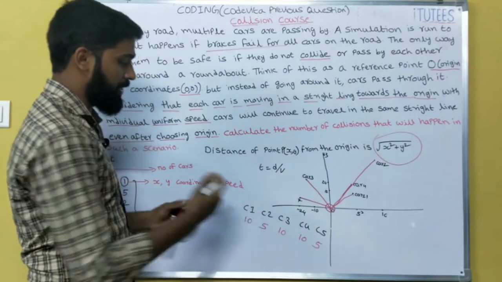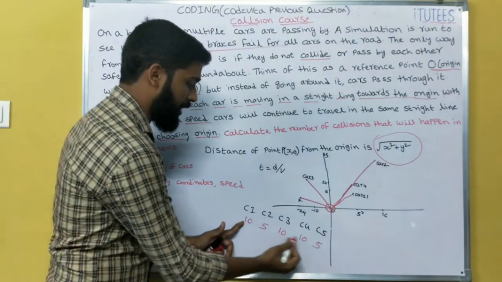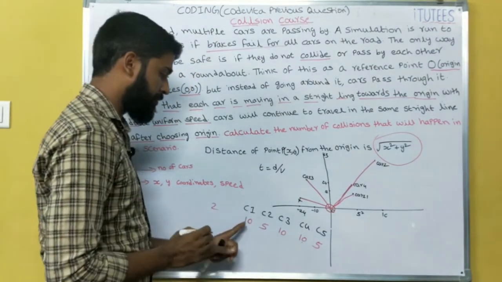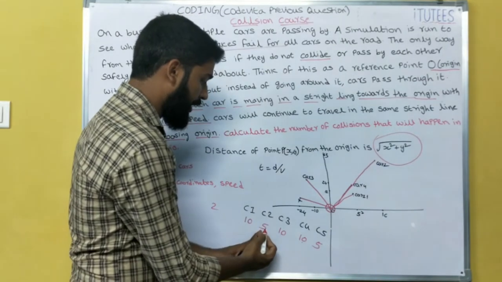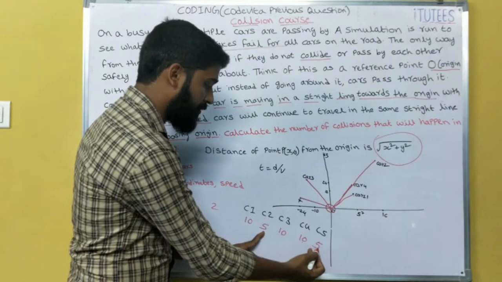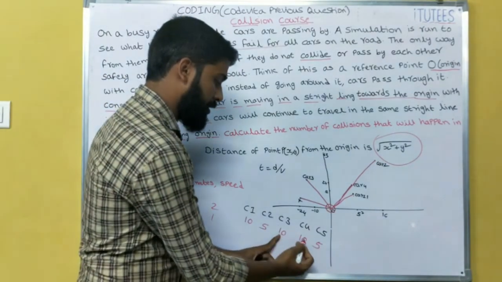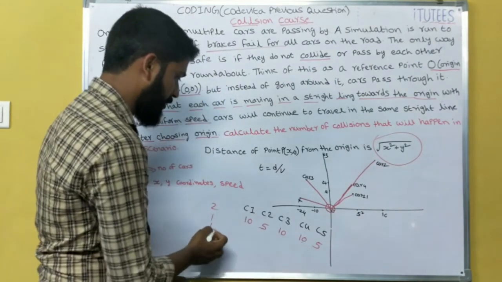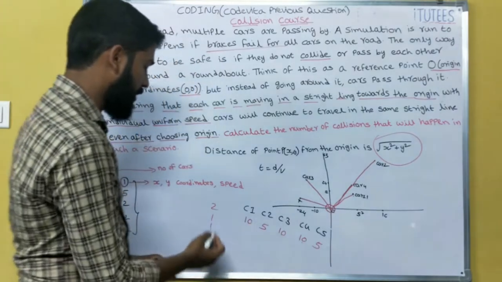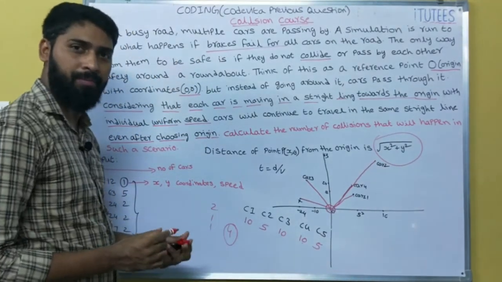Now by seeing this, we can identify the collisions. So C1 collides with C3, C4. Okay, how many collisions? 2 collisions. C5 collides with C1? No. C3? No. C4? No. C2? Yes. 1 collision. Okay, C3 with C4? Yes, 1 collision. So that's it. C4 with C5? No. C5 with nothing. So how many collisions occur? 4. It is very simple.